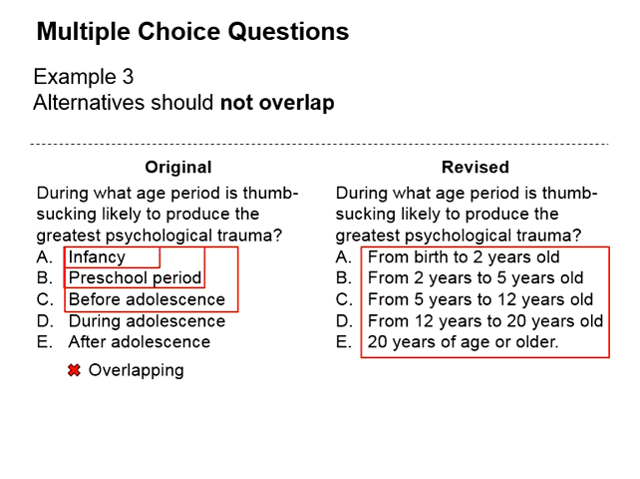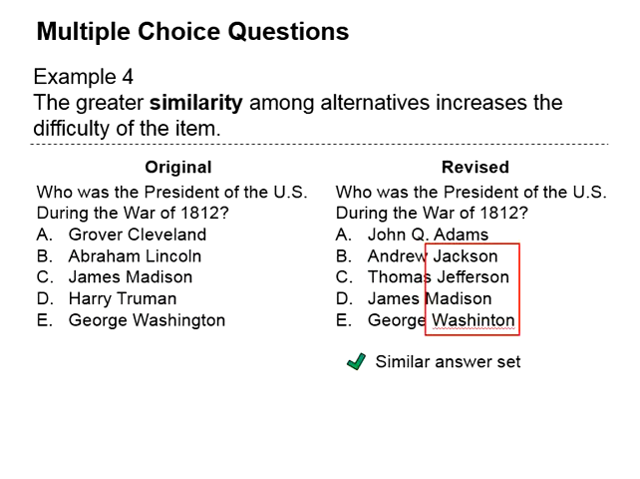In that case, you are unable to tell if the student chose before adolescence, does it indicate that the student truly knows the answer is infancy? Because of this uncertainty, you will have to make it more explicit. For example, from birth to 2 years old, from 2 years old to 5 years old, from 5 years old to 12 years old, from 12 years old to 20 years old, and so on. This will minimize the overlapping part and avoid the ambiguity. Next example.